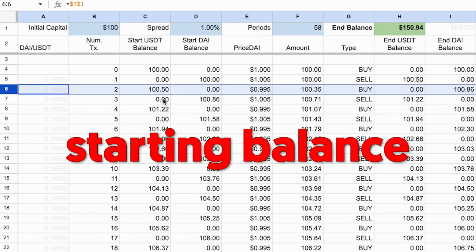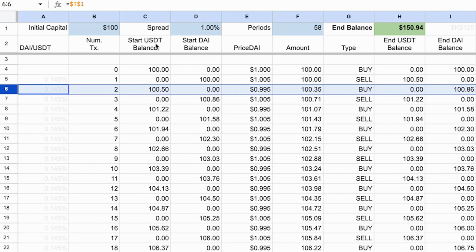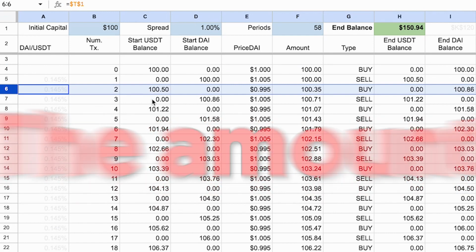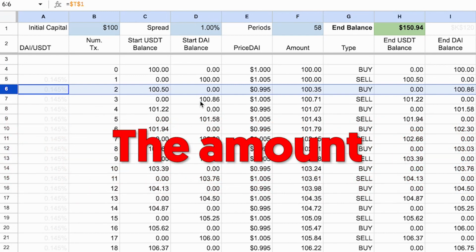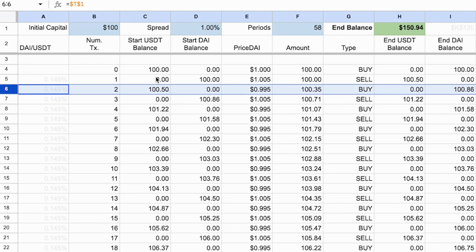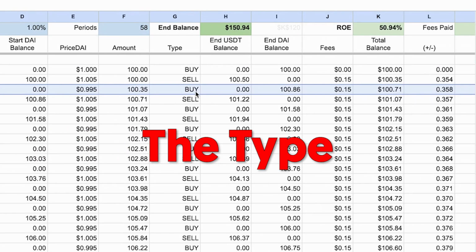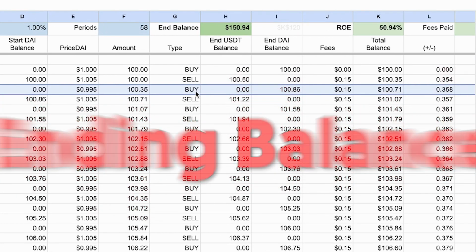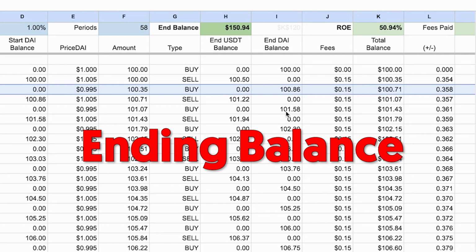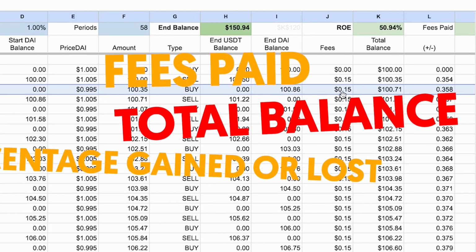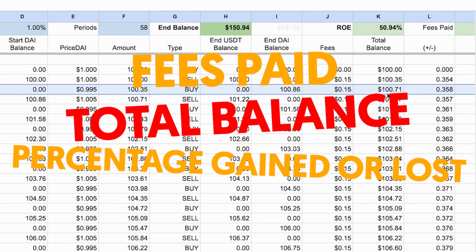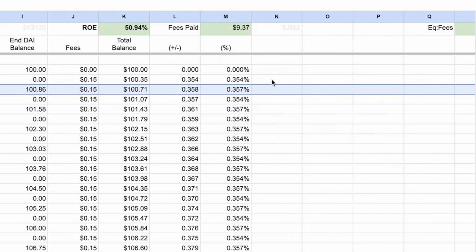the starting balance for the base asset, DAI, and the quote asset, USDT. The amount for each transaction would be 100% of your allocated funds in order to take full advantage of compounding. The type is whether this transaction is a buy or a sell, and you can see the ending balance after the transaction happened, along with fees paid, total balance, how much this transaction made or lost, and the percentage gained or lost.